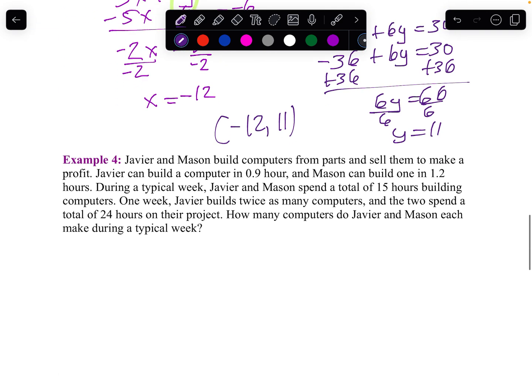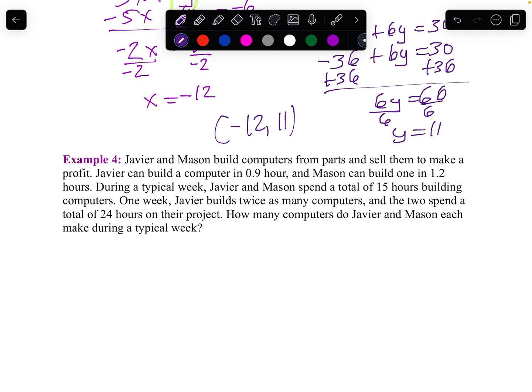Sometimes it's not solving the system that's hard. Sometimes it's writing the equation for your system. So let's take a look at here. We have Javier and Mason. They build computer parts and sell them to make a profit. Javier can build a computer in 0.9 hours. Mason can build one in 1.2 hours. So Javier is a better worker. He gets more production out. During a typical week, Javier and Mason can spend a total of 15 hours building the computers.